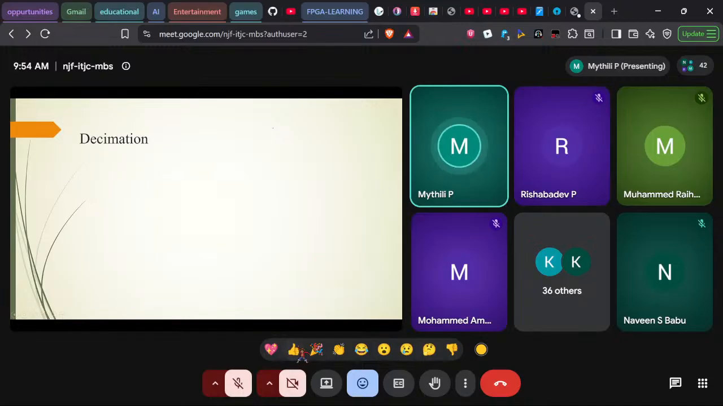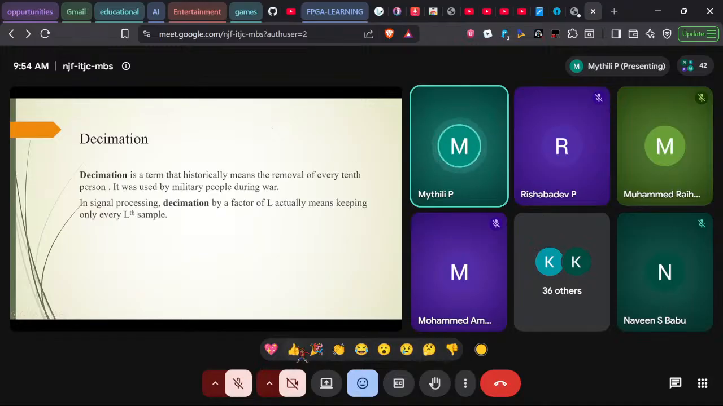Decimation is actually selecting values. For example, if you decimate a sequence by 2, you are going to select every second value. If you have a decimation of L, then you will select the Lth value. In signal processing, decimation by a factor L actually means keeping the Lth sample. Okay. So here decimation by 2 is actually keeping every second sample.